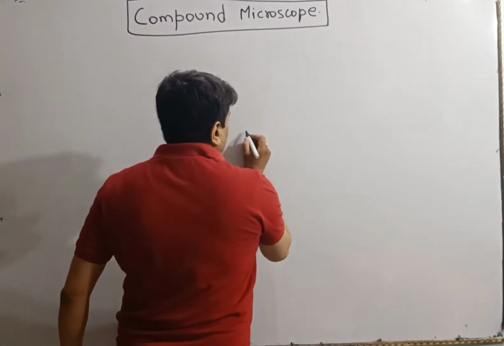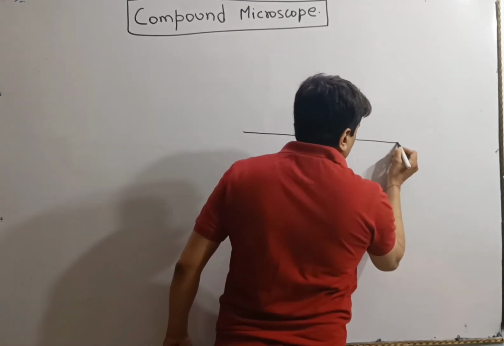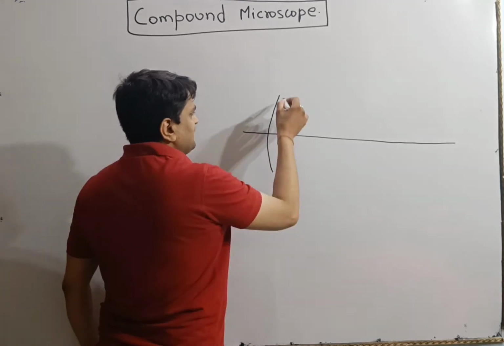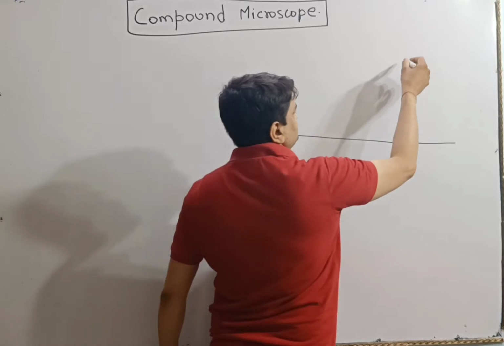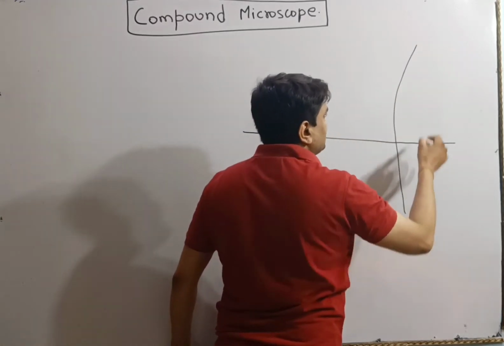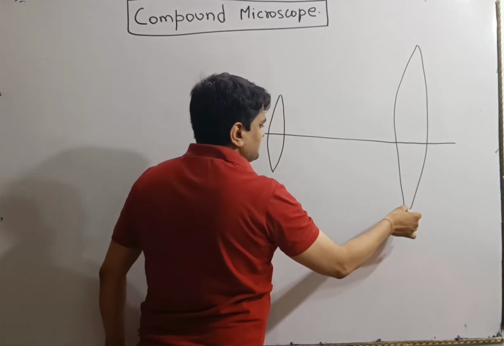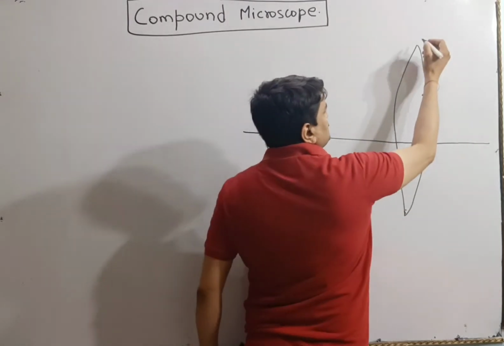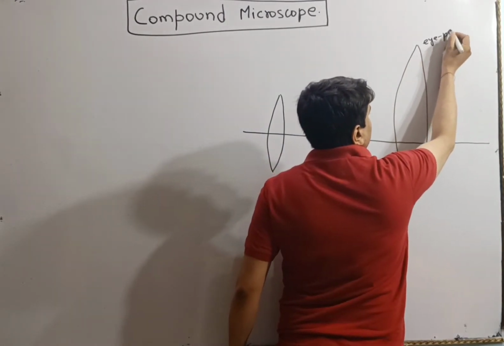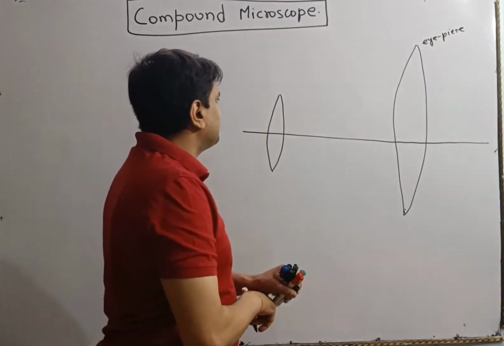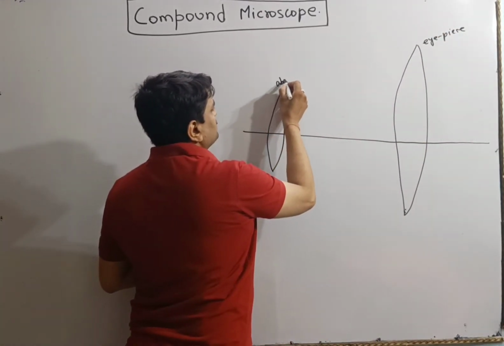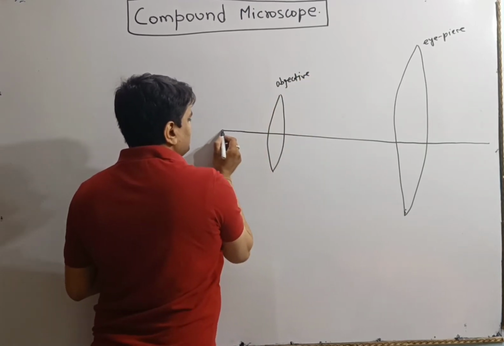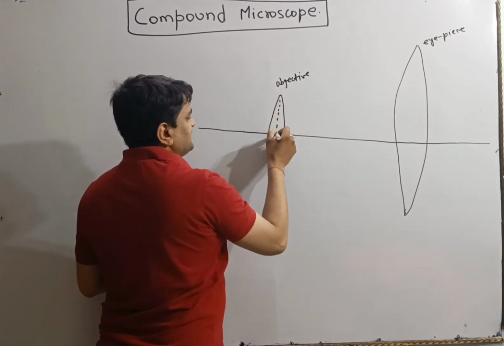In compound microscope there are two convex lenses. One lens is smaller and the other lens is larger. On this side we see the image, so it is called eyepiece. Eyepiece will be larger, and this is called objective because the object is placed here. On this side the object is placed, so we say it is the objective.